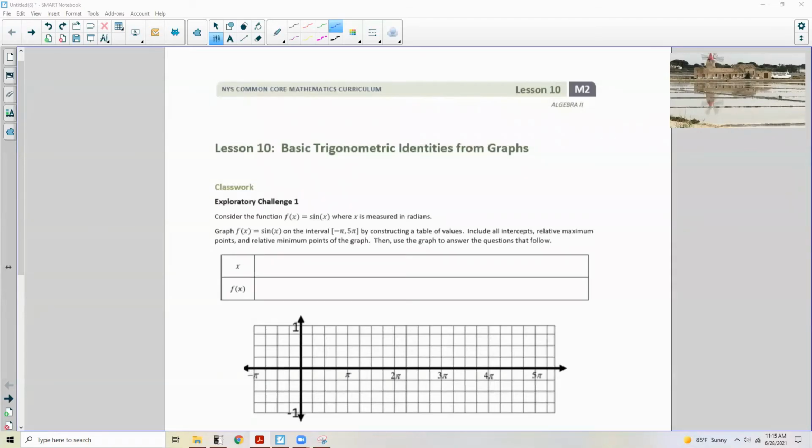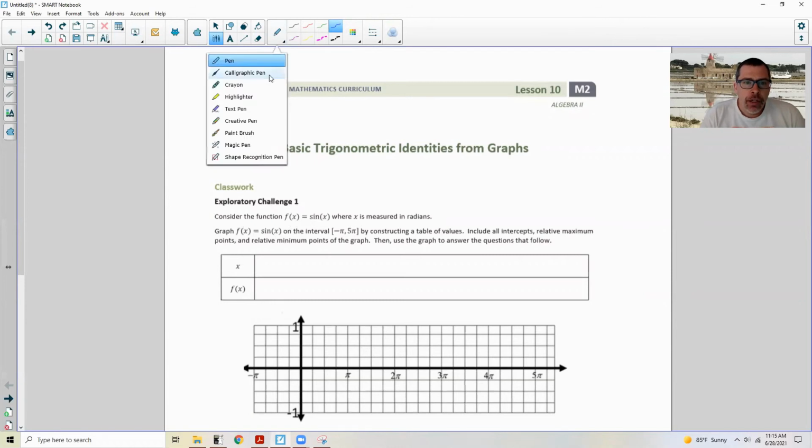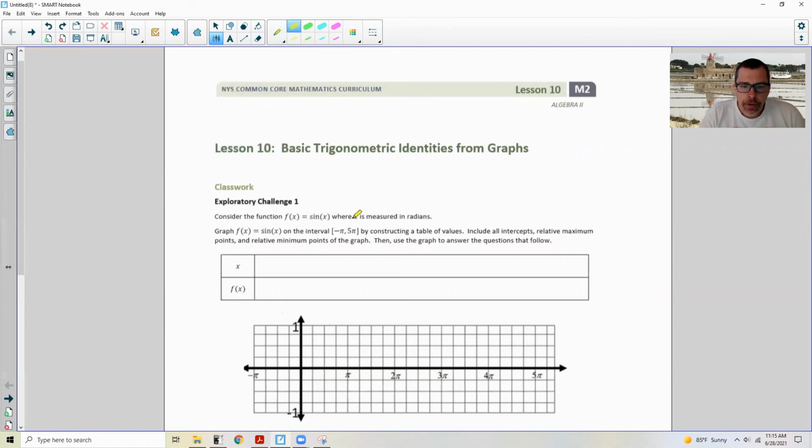Okay, Lesson 10, Basic Trigonometric Identities from Graphs. Classwork Exploratory Challenge says, consider the function f of x equals sine of x, where x is measured in radians. Before I go any further, this will no longer be said. They're just getting you familiar. How do you know if they don't say where x is measured in radians? There is no degree symbol here. If there's no degree symbol, you assume radians.